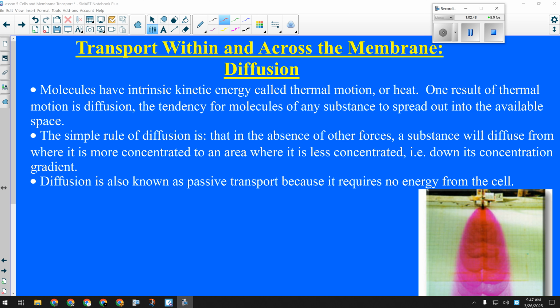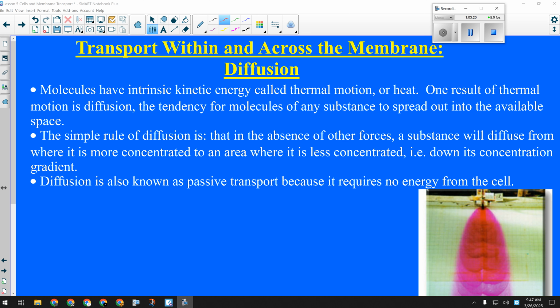Yeah? Okay. All right. So the most important cell transport method is diffusion. We're going to talk about what I call the big 3. That's diffusion, osmosis, and active transport. But diffusion is the process that cells use within the cell, so through the cytoplasm, that fluid that fills up the cell.